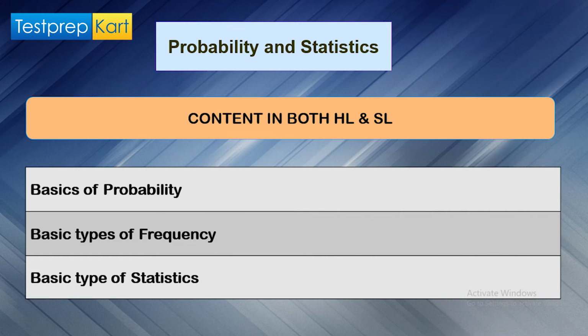So let us talk about unit 4 now, statistics and probability. If I talk about the common part, you have basic probabilities, basic types of frequencies, and basic statistics, and all of these are in both SL and HL. But in HL, you will learn more about the advanced tools of probability, like the density function, and then Bayes theorem. So a very advanced kind of probability is there.